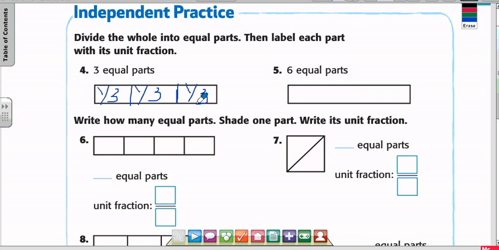And number 5, how many sections? So 1, 2, 3. Let's do it again. 1, 2, 3, 4, 5, 6. This is thirds. So 1/3, 1/3, 1/3. And number 5, what's my unit fraction? What is it? 1/6. 1/6, 1/6, 1/6, 1/6, 1/6, and 1/6.